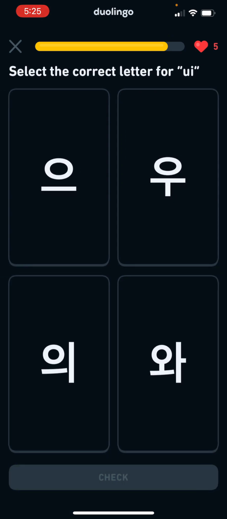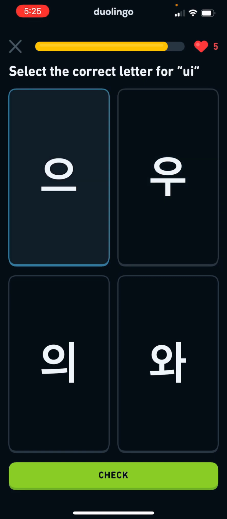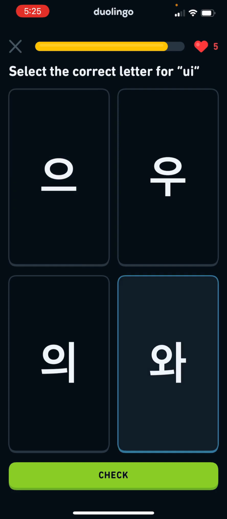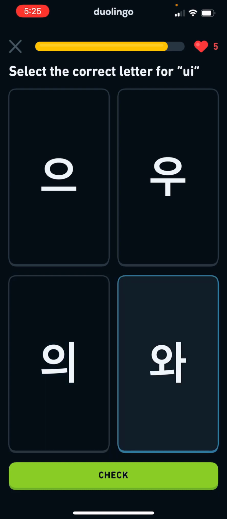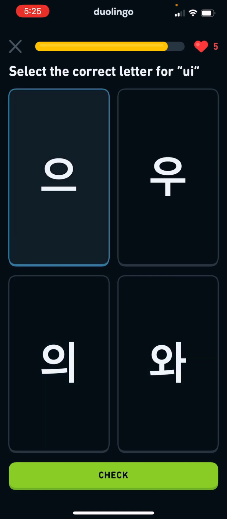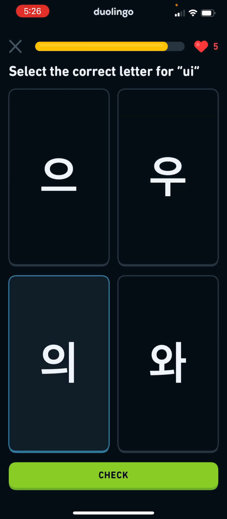We. Ooh. That one's ooh. And this one might be eh. Wah. Where? I think this one was we. We. Okay, so if that's we, that's wah. Ooh. That's ooh. Maybe they're saying we is we.